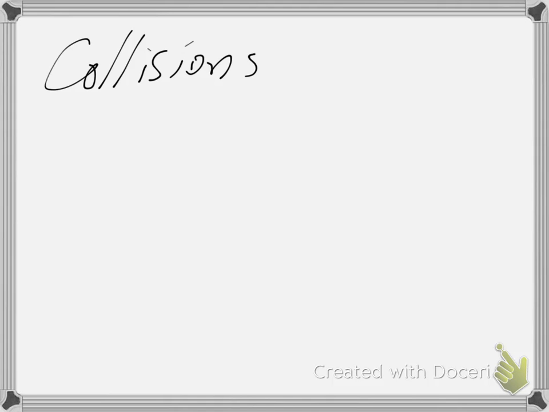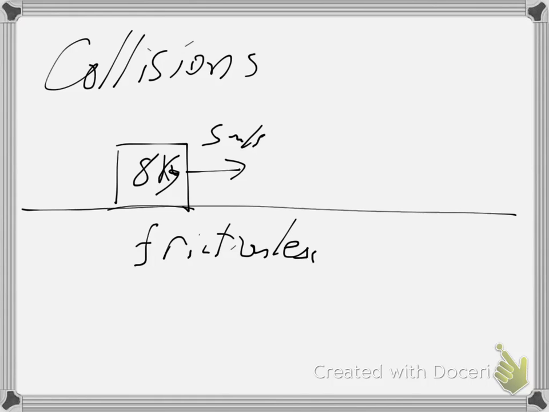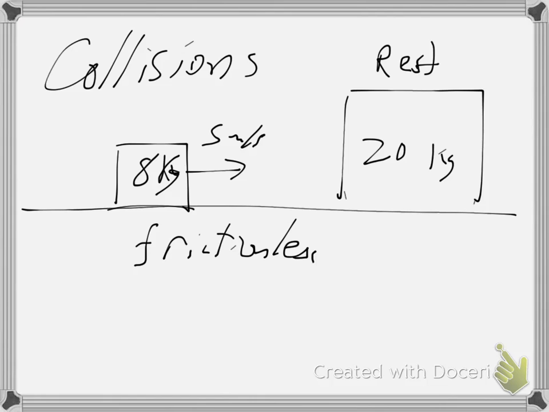So, suppose we have a box, and this box has a mass of 8 kilograms, and is sitting on a frictionless surface, and it's moving at a velocity of 5 meters per second. And there is another box that is sitting ahead of this box. Suppose this box has a mass of 20 kilograms, and it is at rest. So what will happen is that this 8 kilogram box will travel toward the 20 kilogram box until it hits right there.